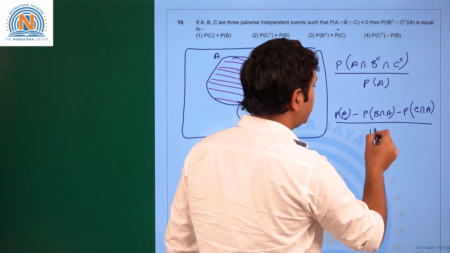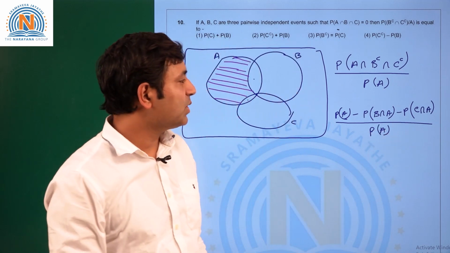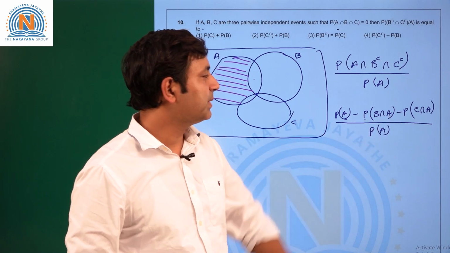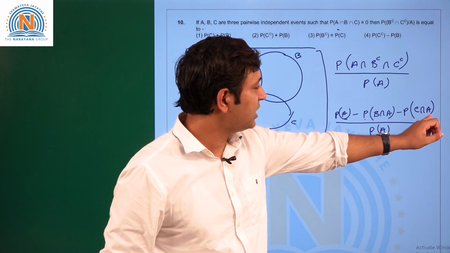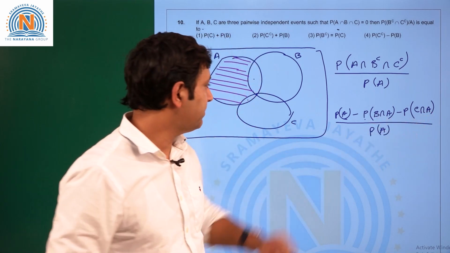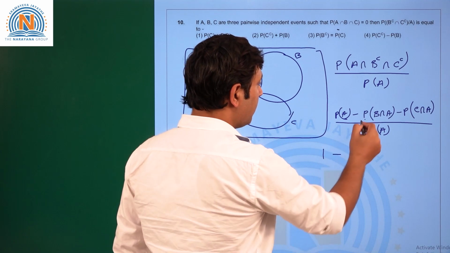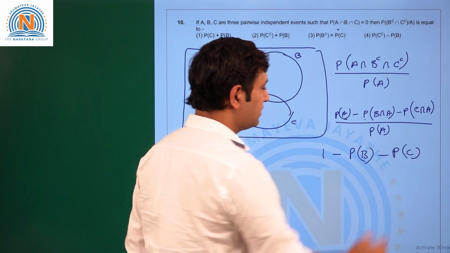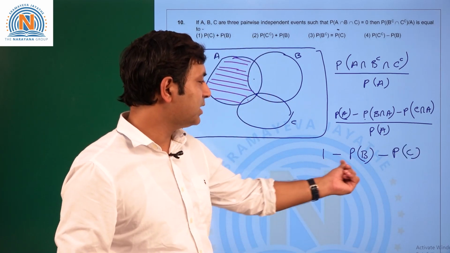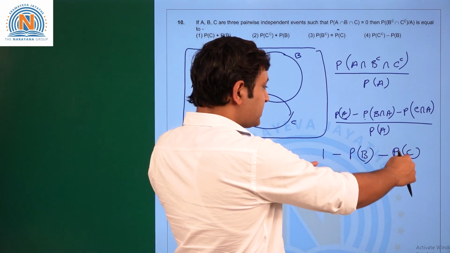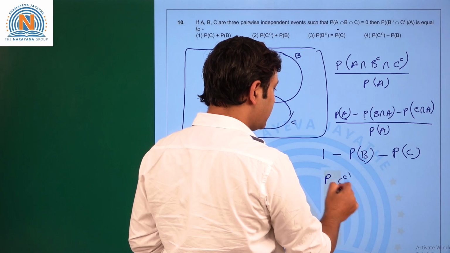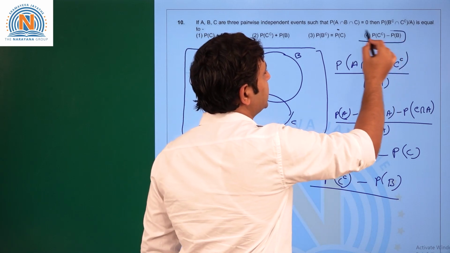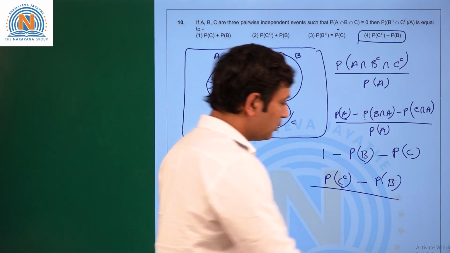upon P of A. Now notice, pairwise the events are independent, which means P of B intersection A upon PA is simply P of B, and P of C intersection A upon PA is simply P of C. So this becomes PA upon PA, which is 1, minus this is PB only, and this is PC. Either you can write it as PB complement minus PC, or you can write it as PC complement, 1 minus PC is PC complement minus PB. This expression is given right here. We'll mark that and we'll move on to the next question.